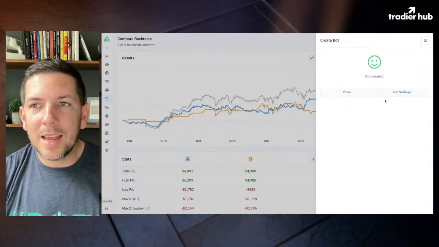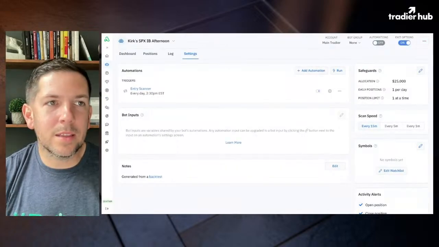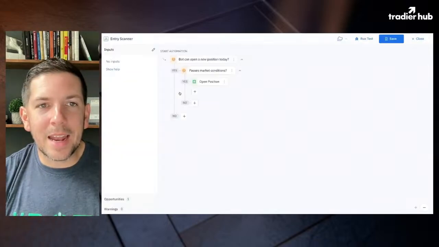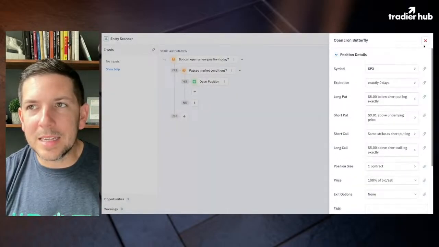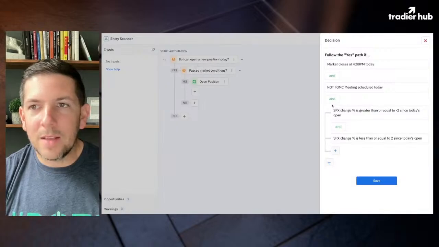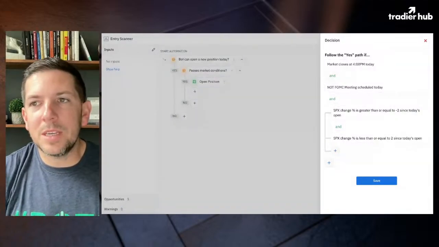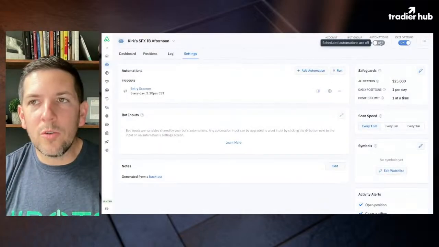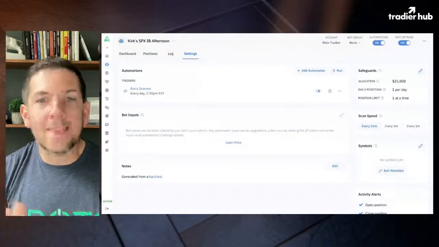Now, once you hit create bot, that bot has been created for you. And so now if you go over, and I think this tab is now sharing, which is good. Yep. So you go over and you look at this bot has that entry scanner with all of your market conditions, all of your entry criteria, exactly how you tested it, everything, right? The S&P change is greater than or equal to 2 since yesterday. This is right here. It's all built out for you. Market closes at 4, not an FOMC meeting. It's got all the entry criteria you tested. We just basically built the bot for you. And all you have to do is turn on your automations. That's it. And so now this bot is running that strategy for you.